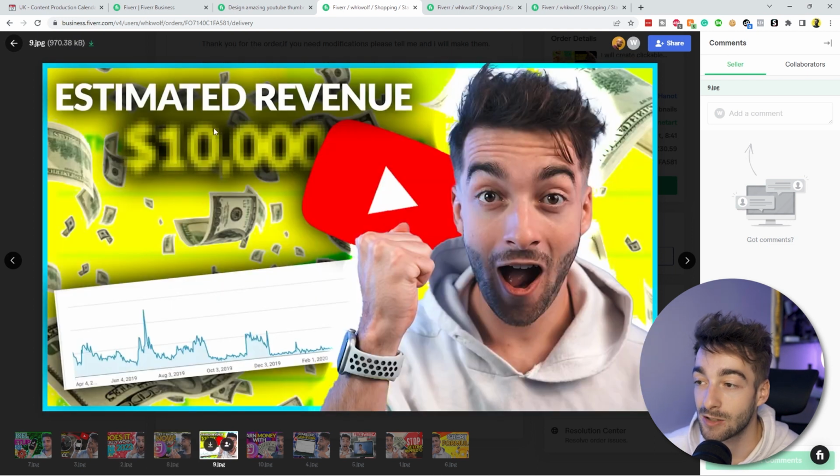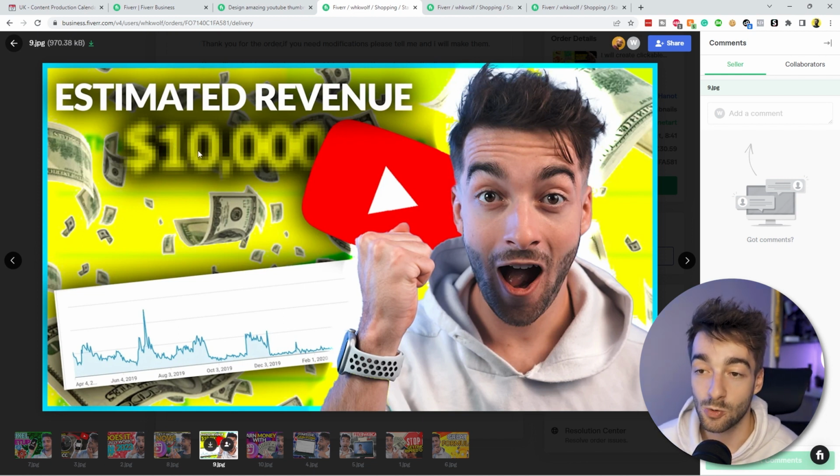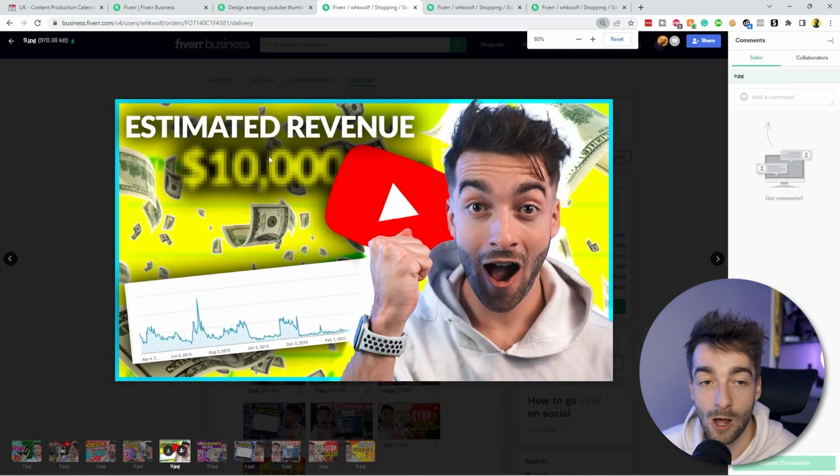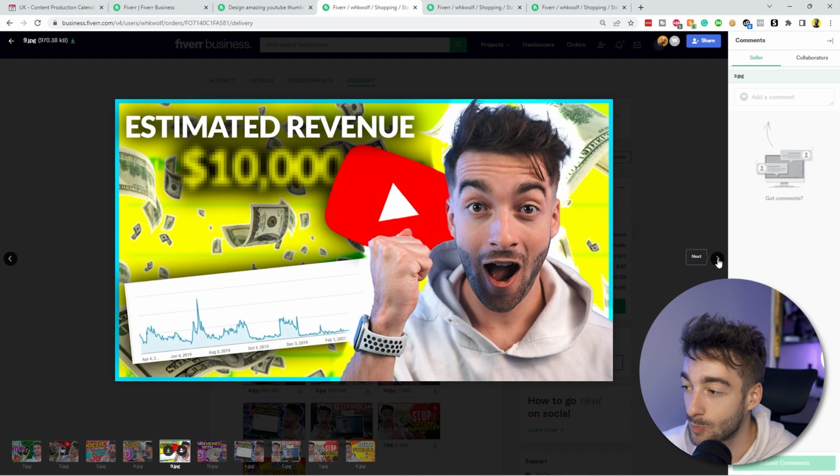Here you can see estimated revenue. This one had a lot of potential, but the 10,000 euro or the $10,000 title or text is just so small, you can't really tell. If you actually zoomed out, you wouldn't even really be able to tell that the money's there. So it would be good if he enlarged that, made the YouTube a little bit smaller.